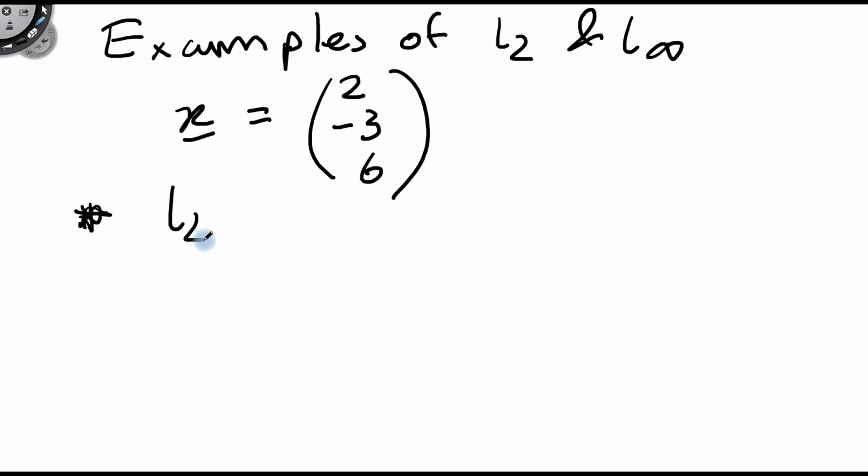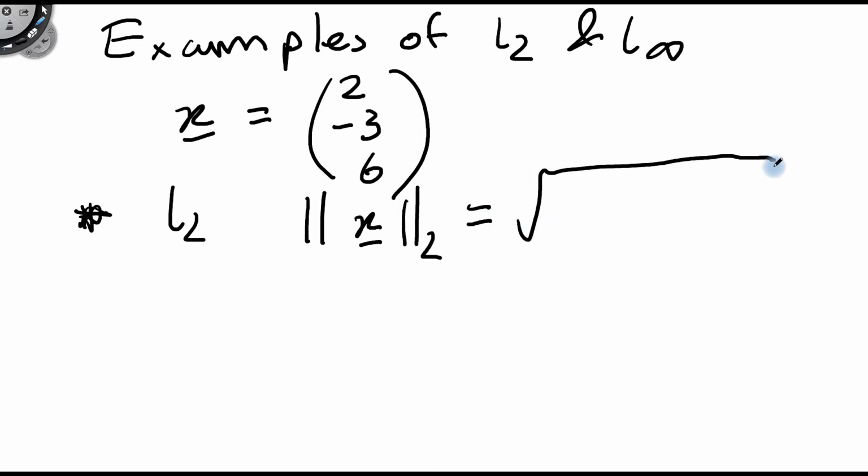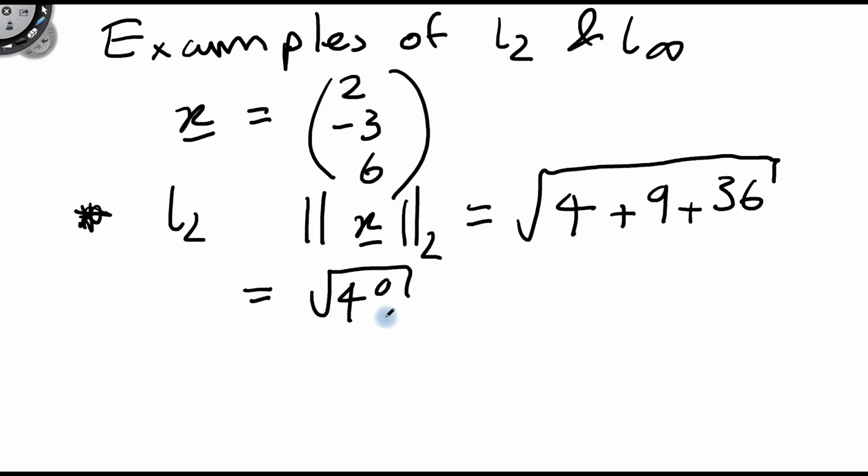So L2 is notated like this. Remember, that is the sum of the squares of all the components square rooted, Pythagoras. So first component is 4 squared, second component is 9, third component 36. And I've set it up nicely so that that's a square number. Square root of 49, which equals 7. So that's our L2 norm for this vector.